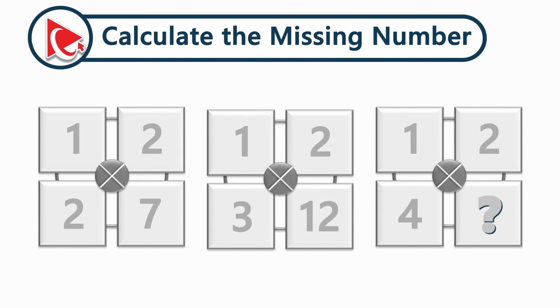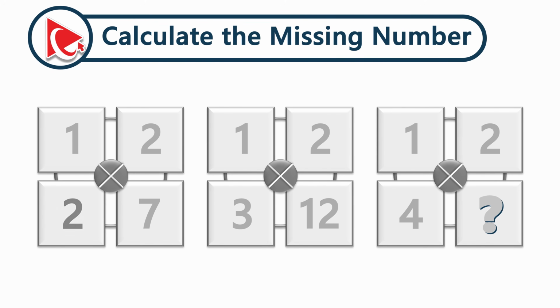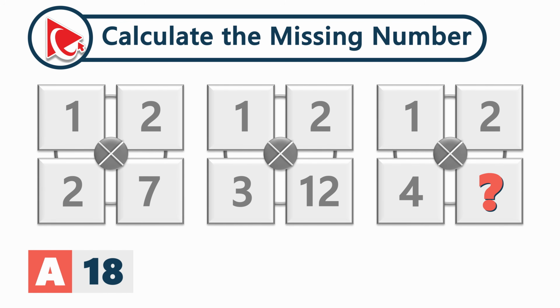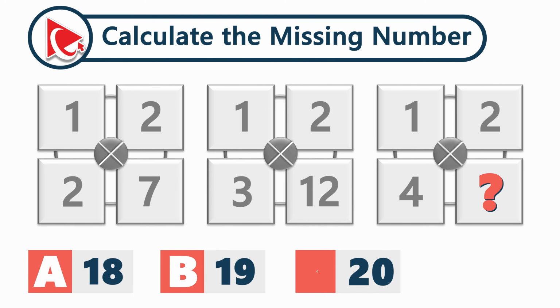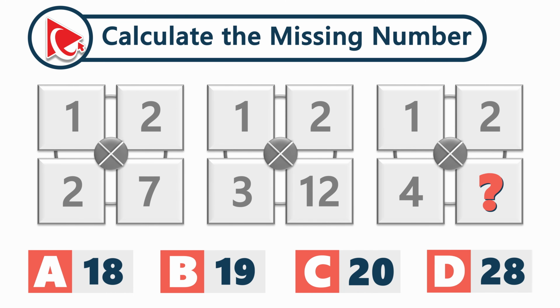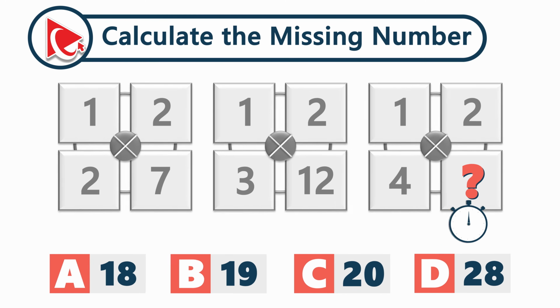Take a look at these 3 shapes. First shape has numbers 2, 1, 2, and 7. Second shape has numbers 3, 1, 2, and 12. Third shape has numbers 4, 1, 2, and then comes the missing number, which you need to calculate and select your answer out of 4 possible choices: A, 18; B, 19; C, 20; or D, 28. Can you solve it and choose the right answer?